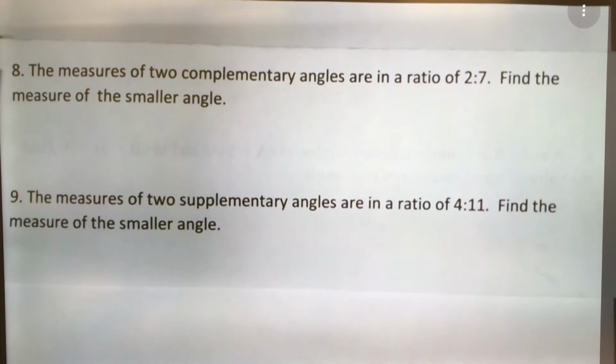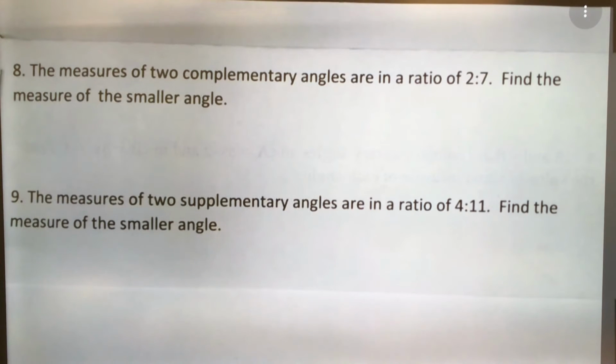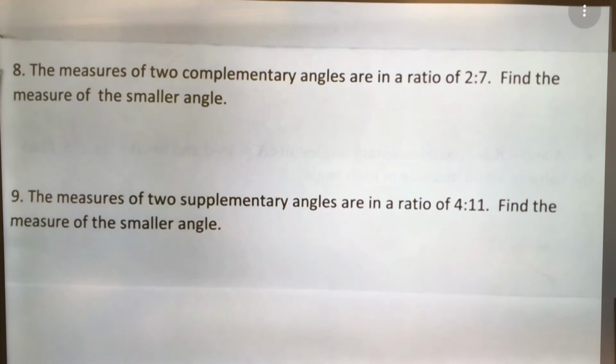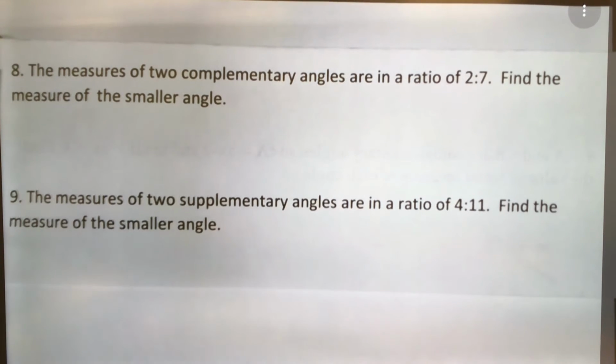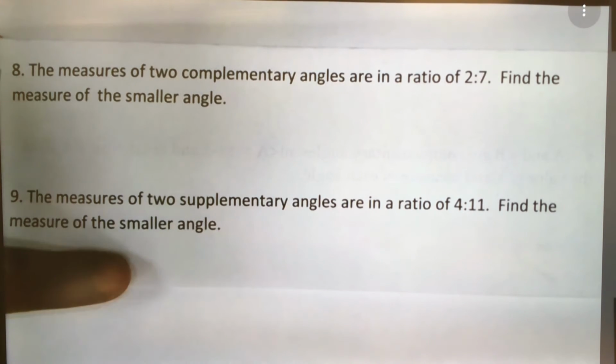I have a couple of questions that can be solved using the properties of angle pairs. Here is one of the questions, and the question says that the measures of 2 complementary angles are in the ratio 2:7. Find the measure of the smallest angle. So let us do this question together, and you can do the second question by yourself.